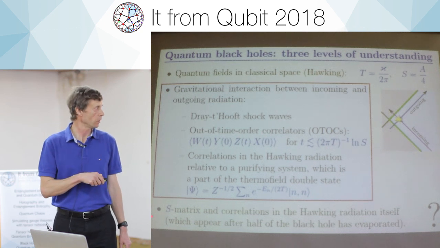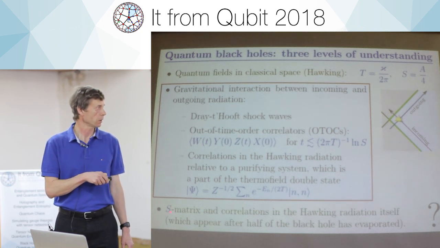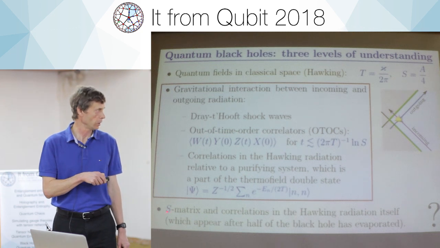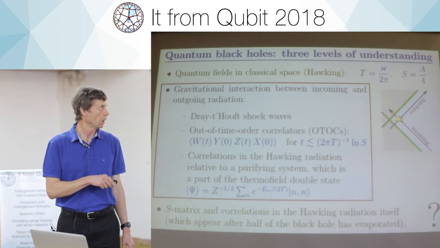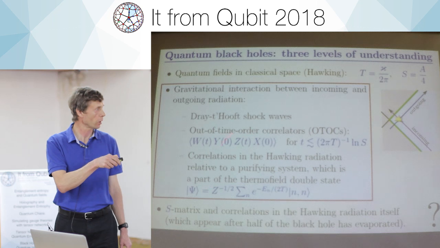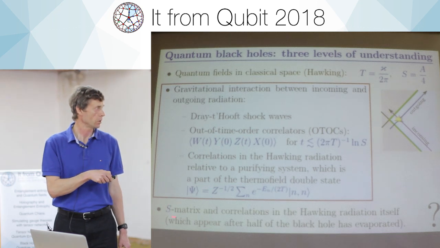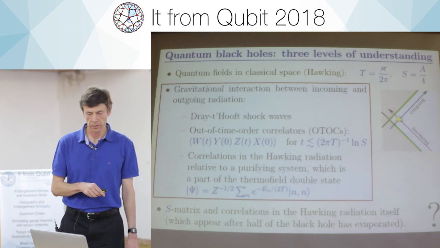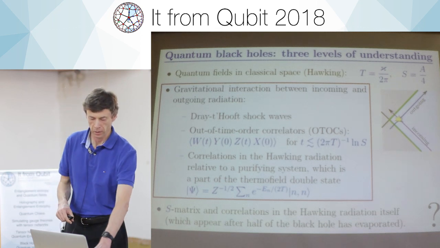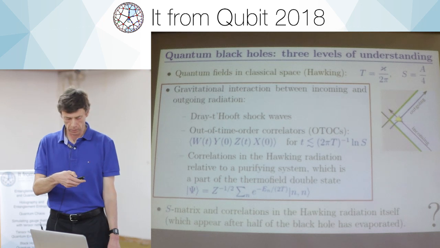Eventually, we want to achieve a complete understanding, which would mean computing the S matrix and correlations in the Hawking radiation itself over long periods of time. From this story, we can only infer certain properties of the S matrix, but we cannot calculate the full S matrix. That requires a complete theory, and we don't have one at the moment.